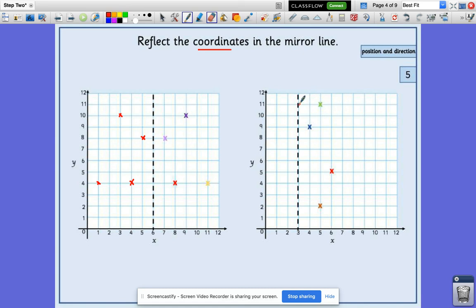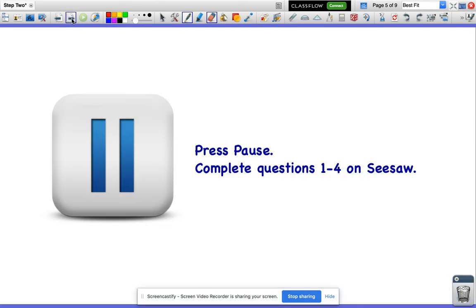And again here, 2 away. Oops, sorry, 1 away. Let's go back and do that one. 3 away, right on the 0 of the y-axis. And 2 away. There we go, so we've reflected those. Press pause and try to complete questions 1 to 4 on Seesaw.